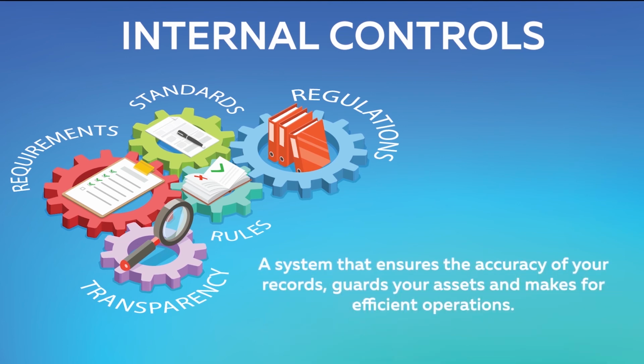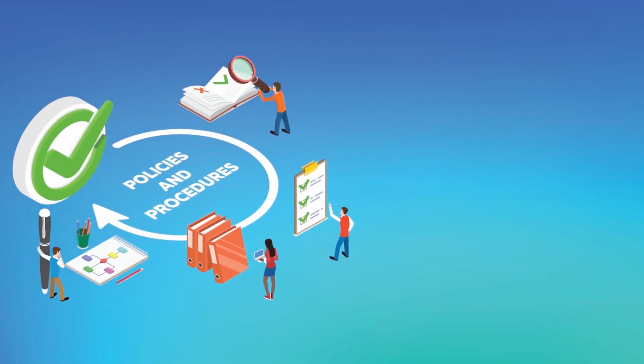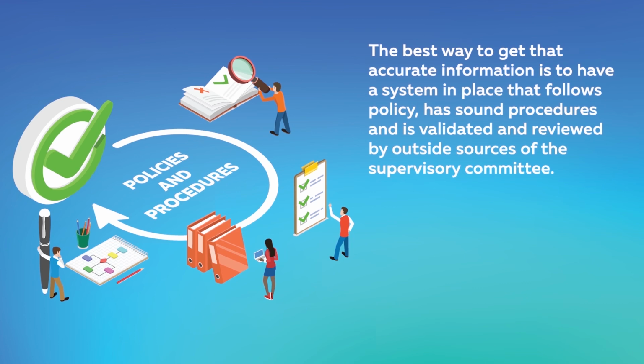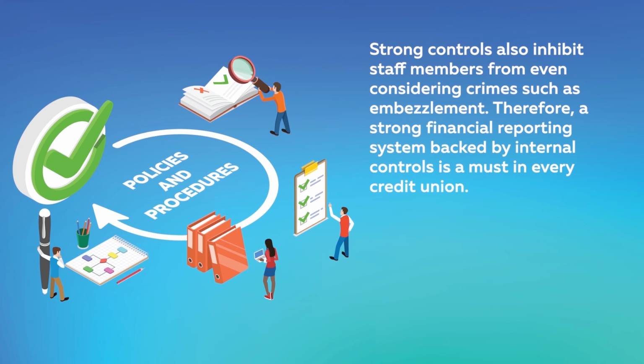Internal controls are simply part of a system that ensures the accuracy of your records, guards your assets, and makes for efficient operations. At the end of the day, management and staff are reliant on information that is proper, adequate, and correct. The best way to get that accurate information is to have a system in place that follows policy, has sound procedures, and is validated and reviewed by outside sources of the supervisory committee. Strong controls also inhibit staff members from even considering crimes such as embezzlement. Therefore, a strong financial reporting system backed by internal controls is a must in every credit union.